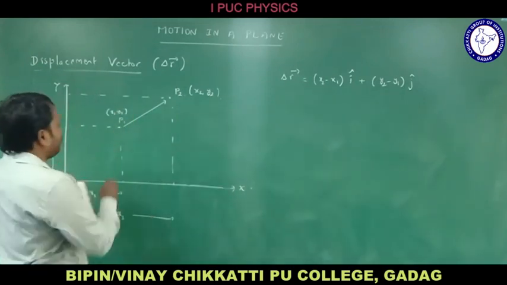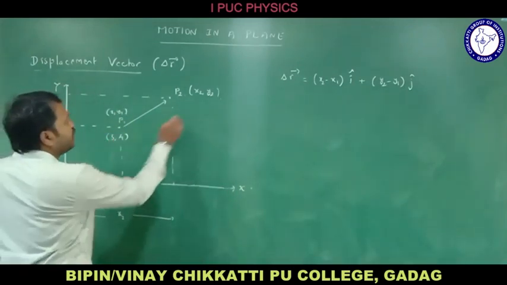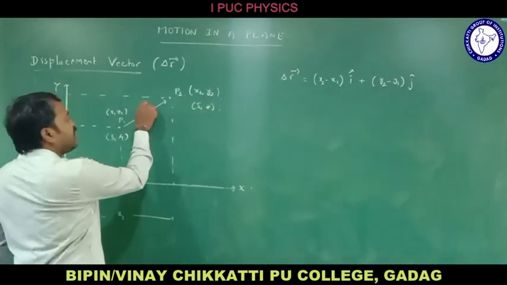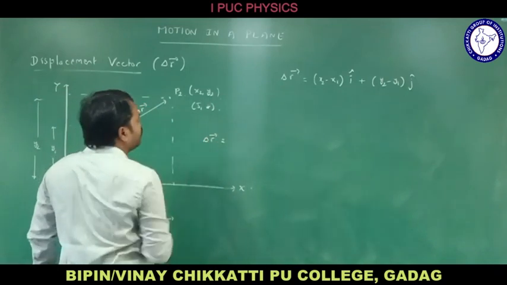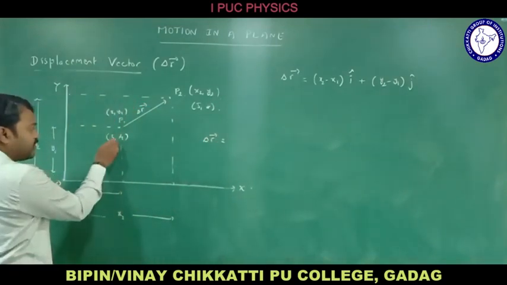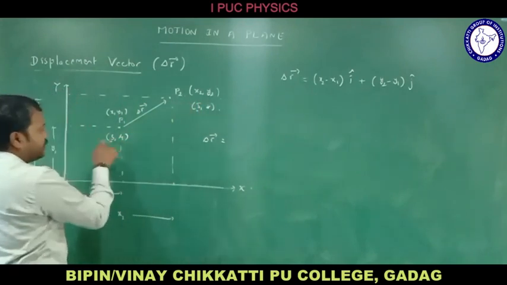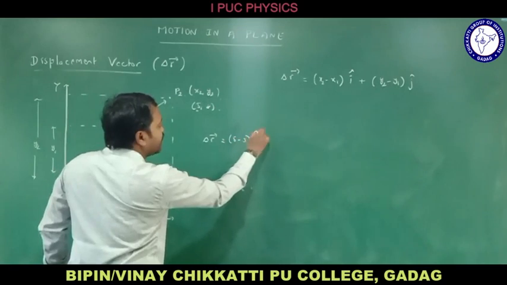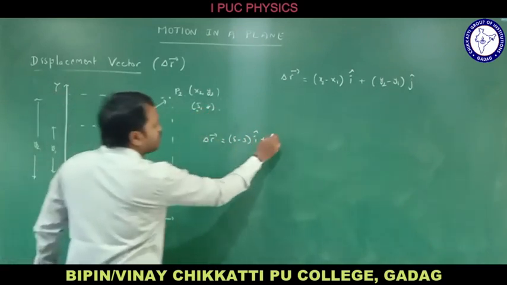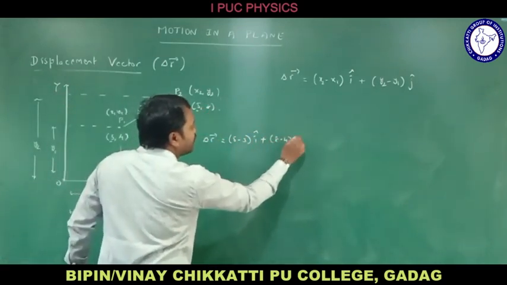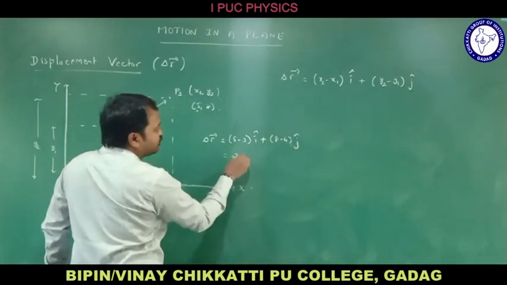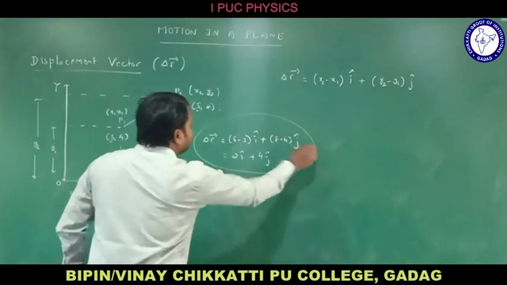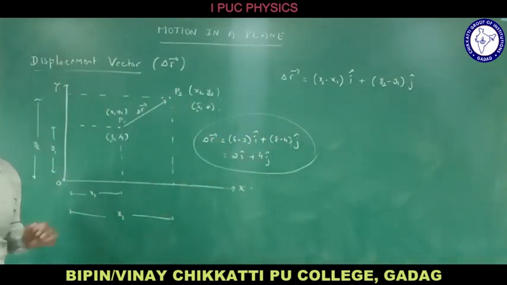I have already told you one example: 3, 4 and 5, 8. How do you represent it? Delta r cap is equal to, along the x-axis, the first number is always along the x-axis, 5 minus 3. What is 5 minus 3? 2. So 5 minus 3 i cap plus 8 minus 4 j cap. What do you get? That is 2 i cap plus 4 j cap, and this is the vector. Which vector? The displacement vector.